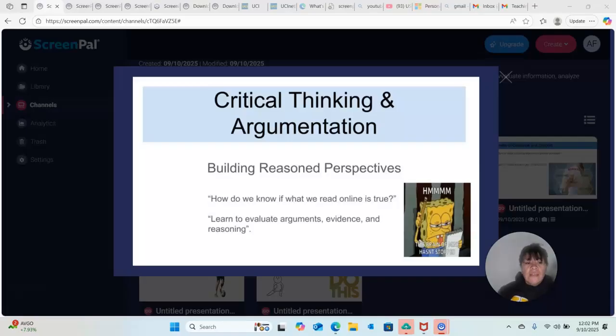To start, think about this. You see a claim online. How do you know if the claim is true? Today we will explore how to evaluate information, analyze arguments, and construct reasoned perspectives. These are skills you'll use in school and in everyday life.